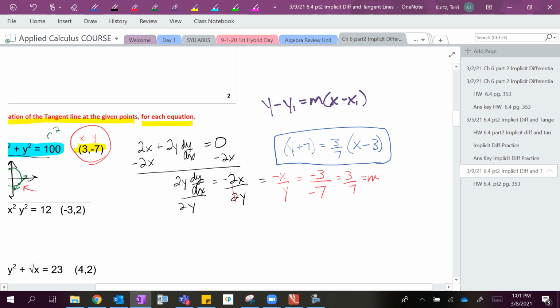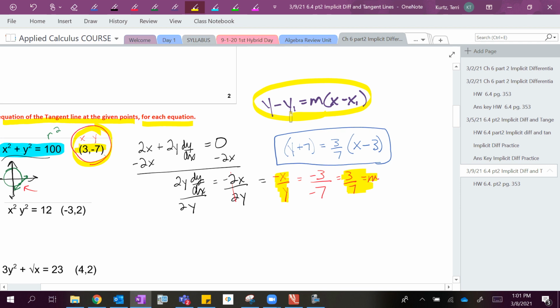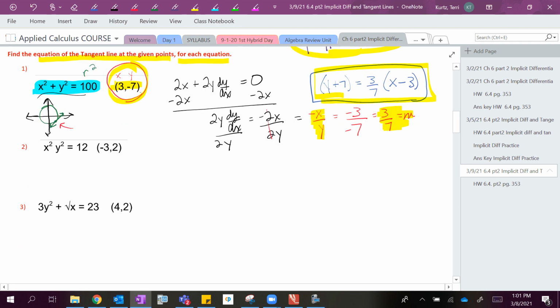Okay, so that's it. So again, we've solved for dy dx, just like any implicit differentiation problem, and then we plug in our x and y values to turn that derivative into an actual value. That value represents our slope. And then we plug in our x and our y values into our point slope formula, and voila, we're done. Okay, let's try another one.